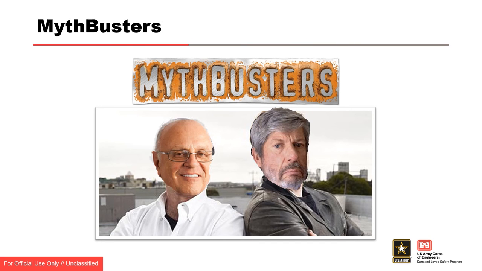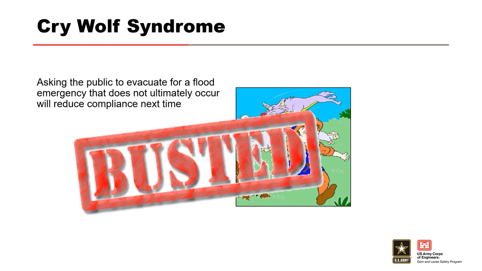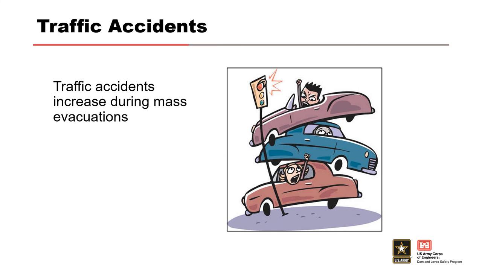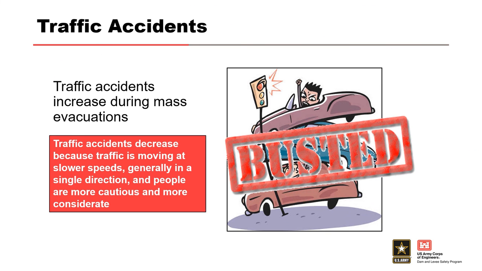Mythbusters game. Asking the public to evacuate for a flood emergency that does not ultimately occur will reduce compliance next time. Busted. Traffic accidents increase during mass evacuations. Busted. Traffic accidents decrease because traffic is moving at slower speeds, generally in a single direction, and people are more cautious and more considerate.